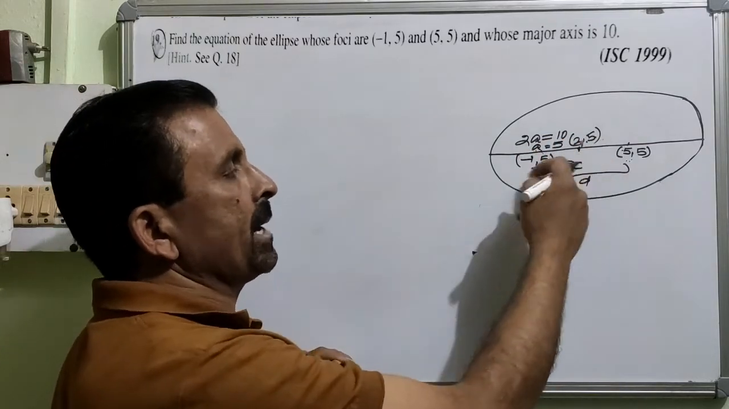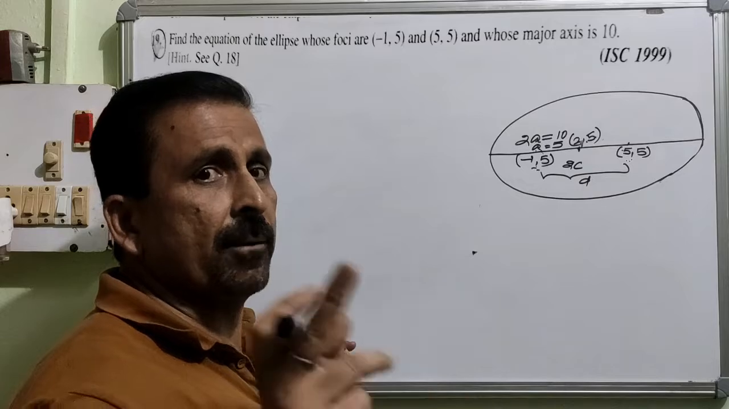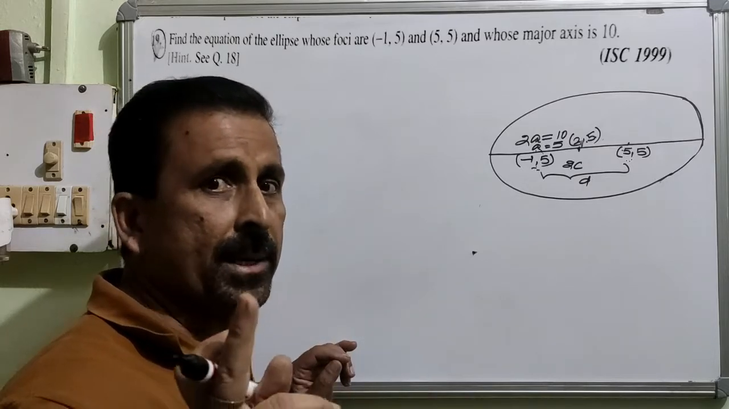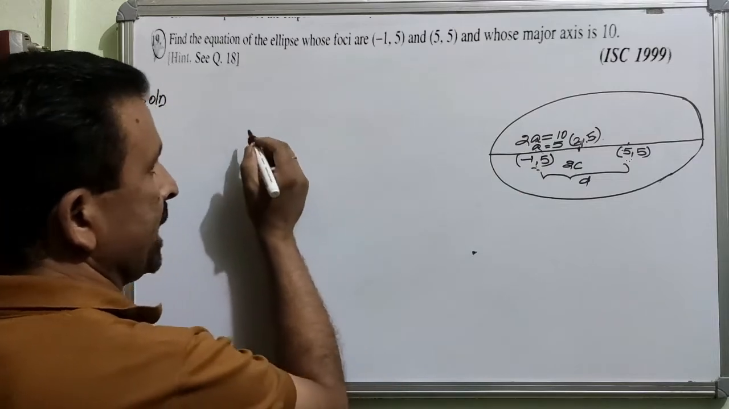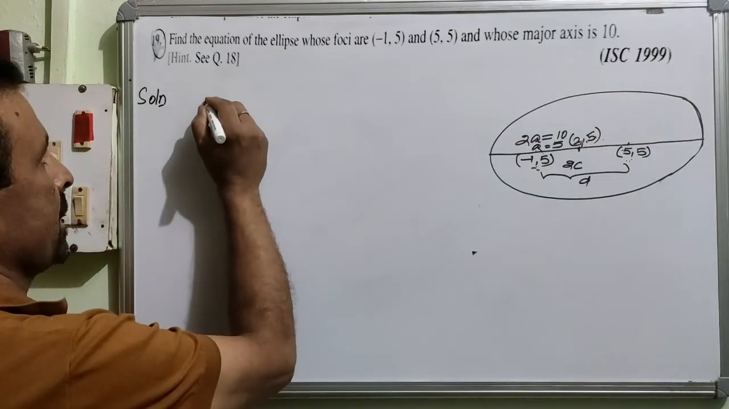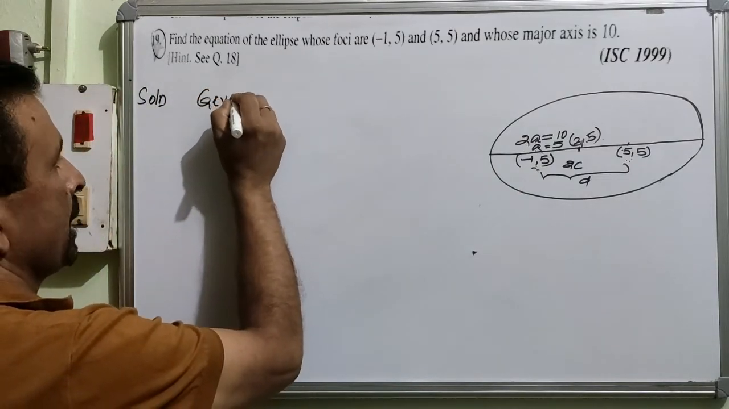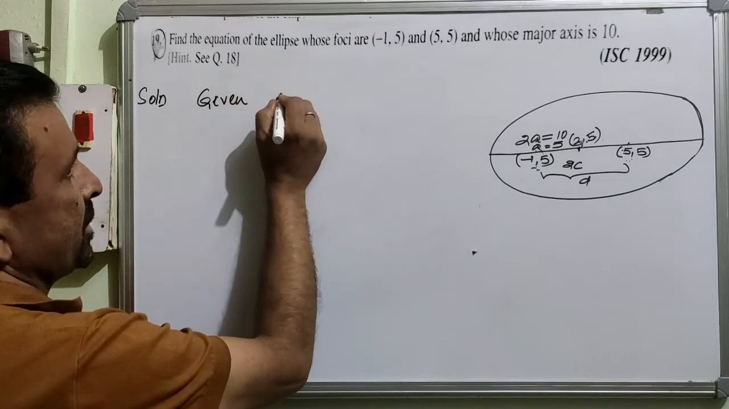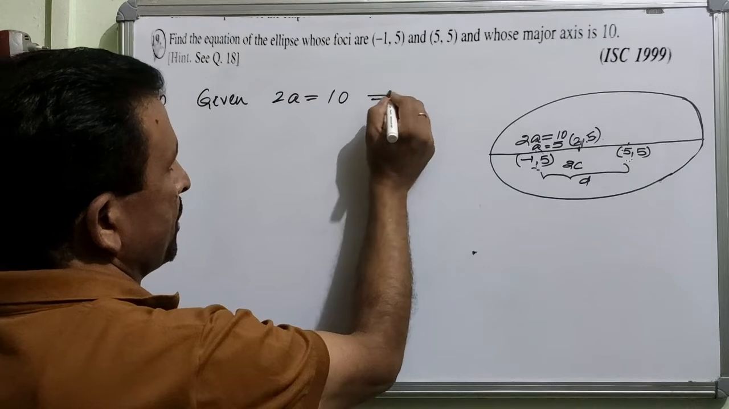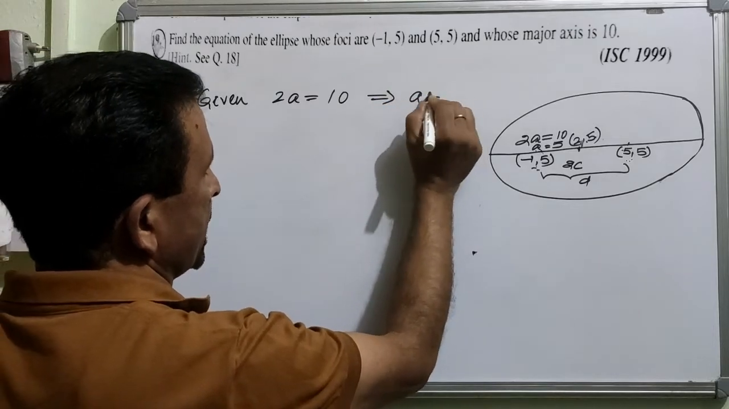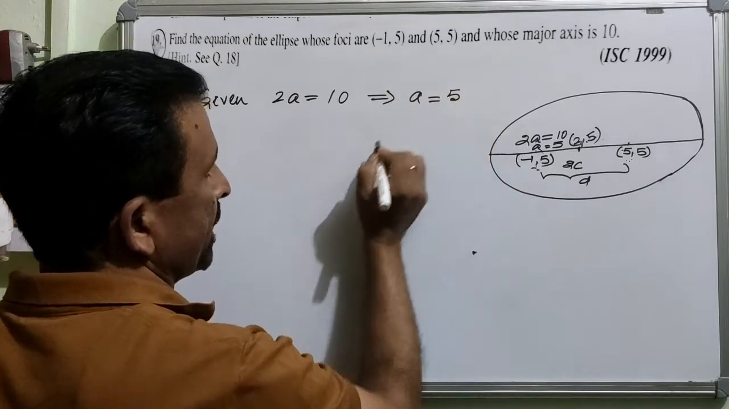Then we can finally find the value of b using the formula a square is equal to b square plus c square. And then after that, we can write down the final equation. So let us begin. Given information we have is 2a, that is major axis, is equal to 10. This implies our a value is equal to 10 divided by 2, which is 5 simply, right?